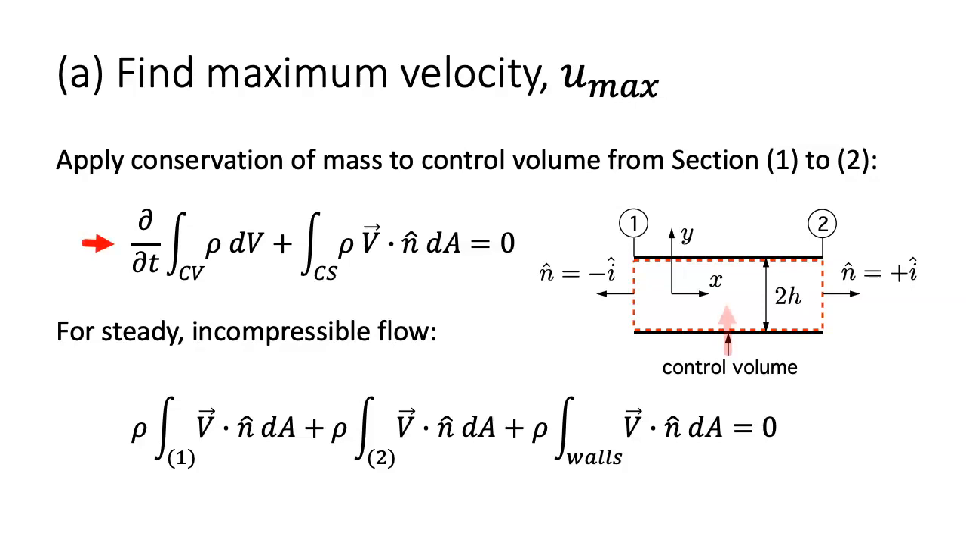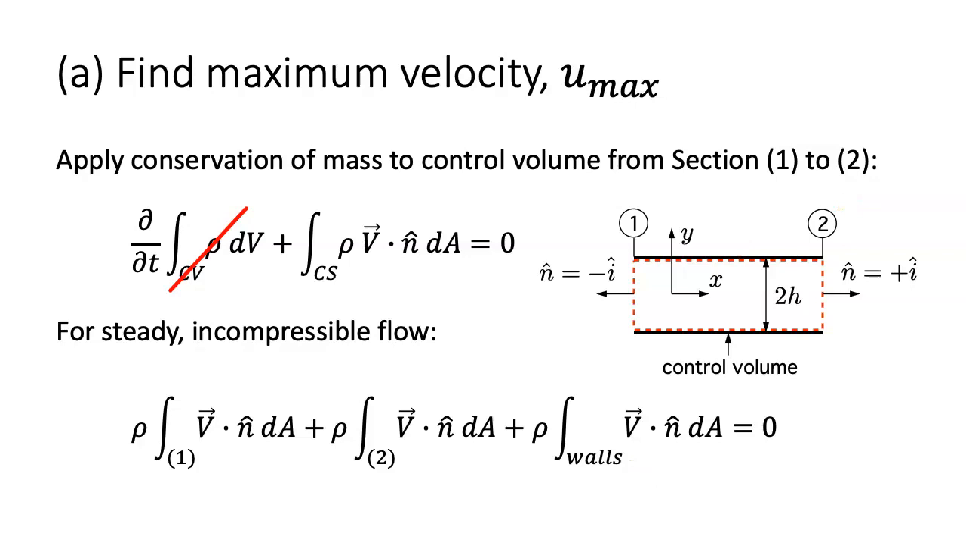Thus, we apply conservation of mass to a finite control volume from section 1 to section 2. The first term on the left gives the rate of change of mass within the control volume. For steady flow that does not change with time, this term is 0. The second term on the left gives the net rate at which mass crosses the boundaries of our control volume, or control surfaces. We expand this term by integrating over the boundaries, which include the inlet at section 1, the outlet at section 2, and the top and bottom walls at y equals plus and minus h.